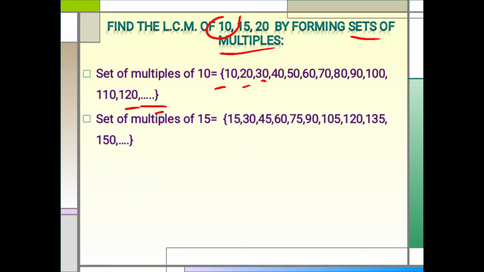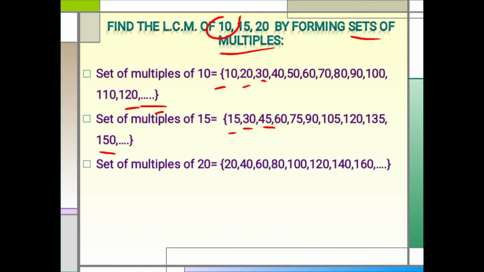Next you have the set of multiples of 15: 15 multiplied by 1 is 15, 15 multiplied by 2 is 30, 15 multiplied by 3 is 45, and so on until you get some common multiples. Then you will write the set of multiples of 20: 20 multiplied by 1 is 20, 20 multiplied by 2 is 40, 20 multiplied by 3 is 60, and so on.